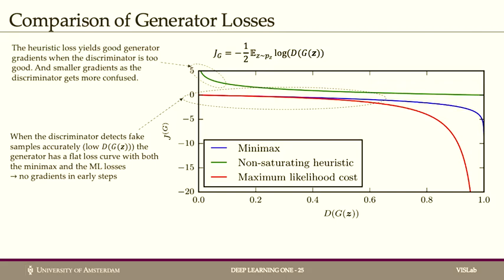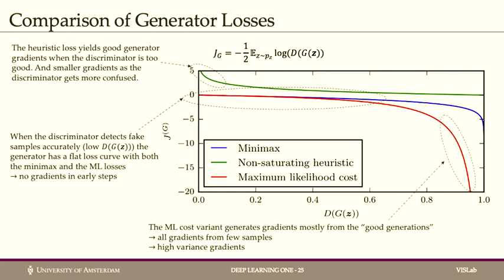And so here, this heuristic loss is pretty good. It yields good gradients when the discriminator is very good. That's basically how we motivated it as well. However, once the discriminator is not so good, or at the beginning when it's not so good, the ML cost, the maximum likelihood cost variant can generate pretty good gradients, as compared to the green line, for example, which simply bottoms out and doesn't give you much.